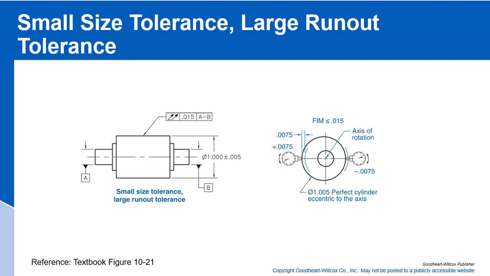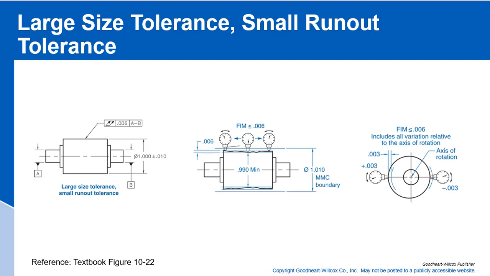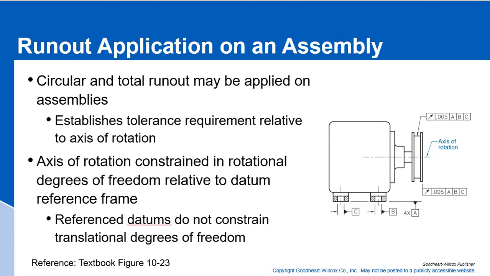Now, what happens if you have a large size tolerance and a small runout tolerance? That's what we got here. We got plus or minus 10, and then we got a less than that. Okay, so what we have here is the MMC boundary sticks out right in here, and then we scan our indicator back and forth.